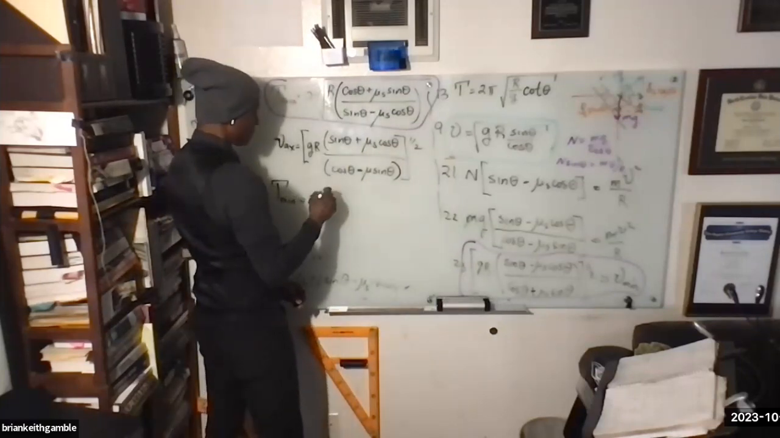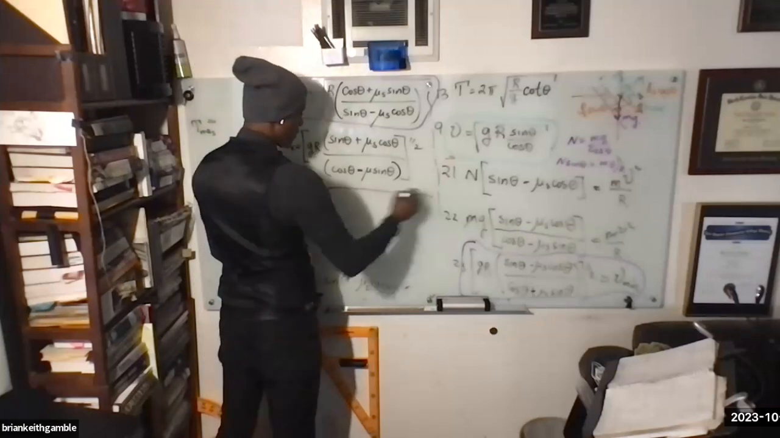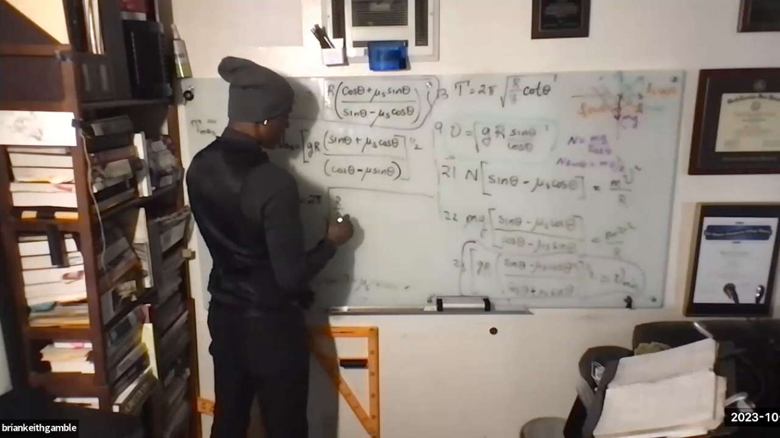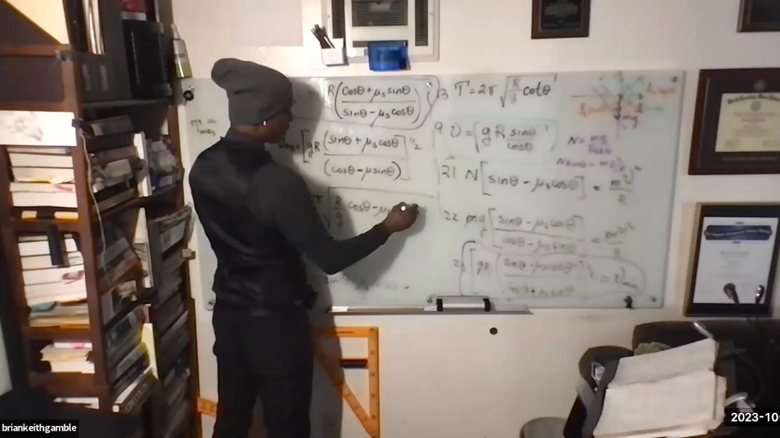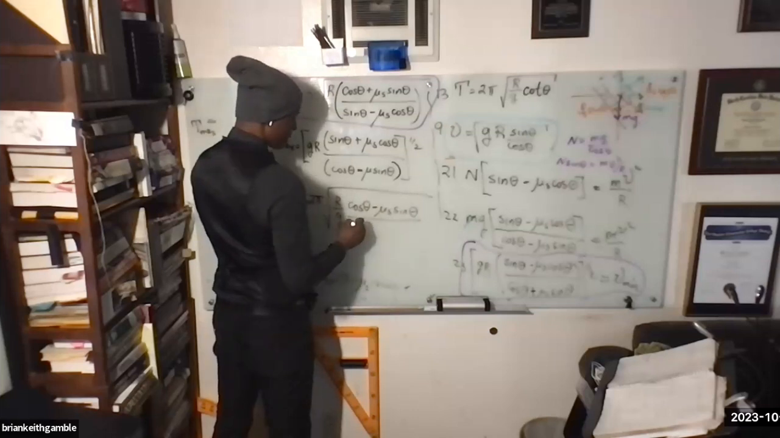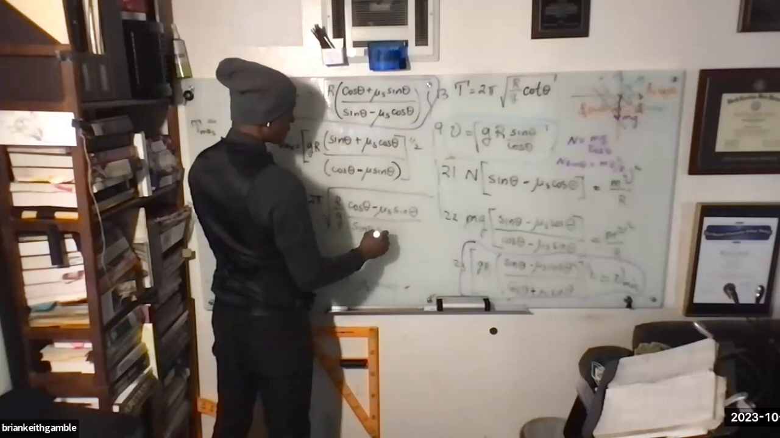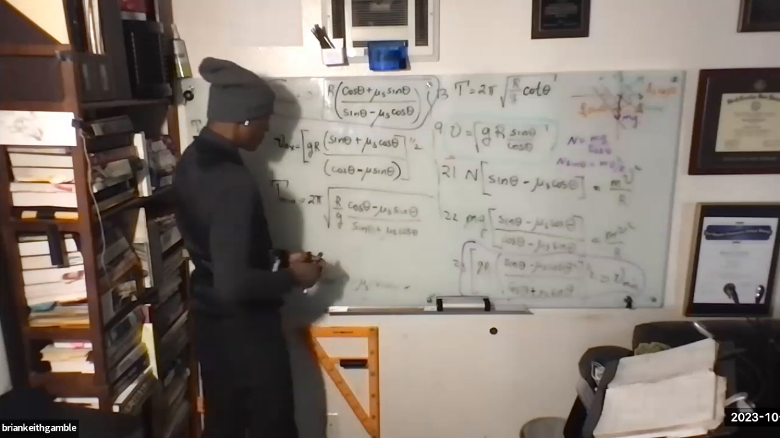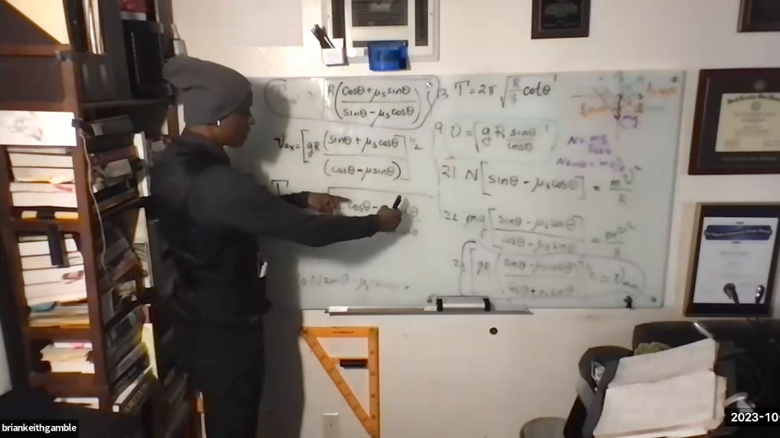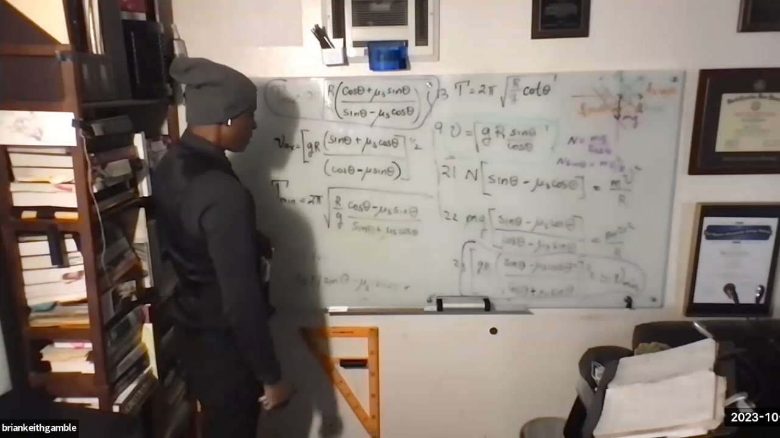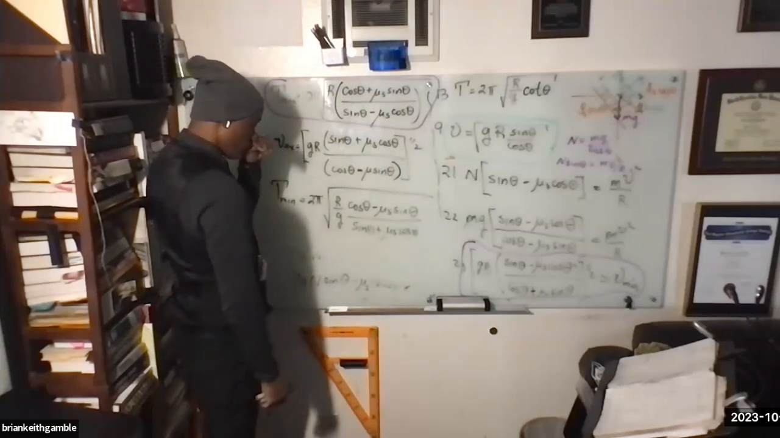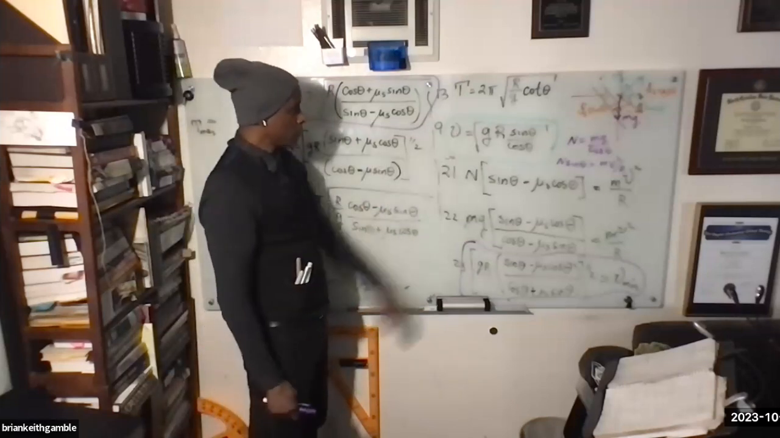2 pi times the square root of R over G times, and just flipping the sign. So cosine of theta minus mu s sine of theta divided by sine of theta plus mu s cosine of theta. And sure enough, this is definitely going to be smaller than that because you're decreasing the numerator and increasing the denominator. And definitely smaller than this, obviously, as well.